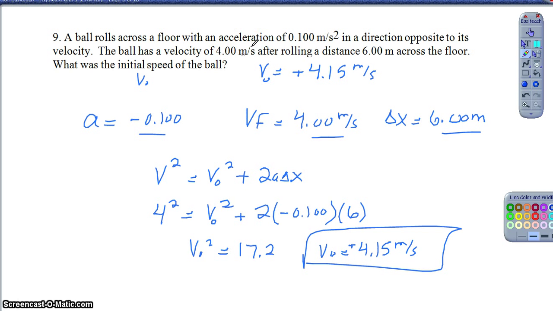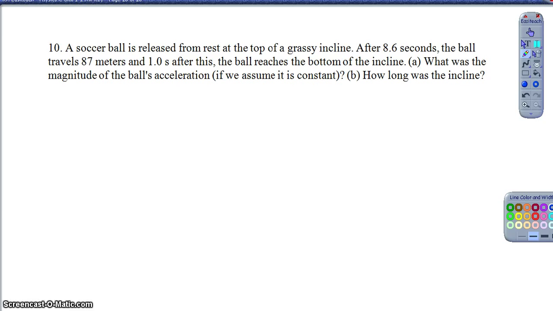Okay, so hopefully this one wasn't too bad and a good chance to review what we'd seen last year. Similarly, 10 is another question that should have been reviewed for most of us. Okay, so the soccer balls are released from rest at top. I'll go ahead and again give the answers. So part A, the acceleration should be 2.35 meters per second squared.